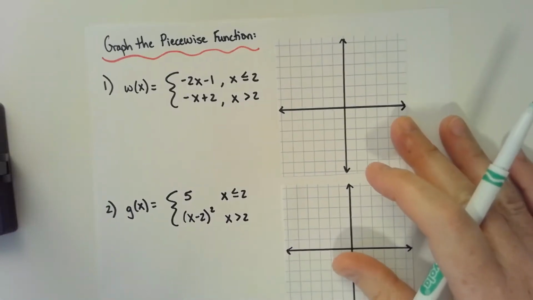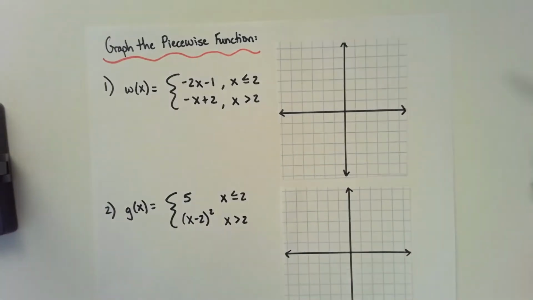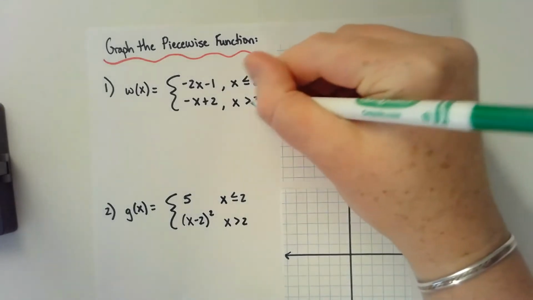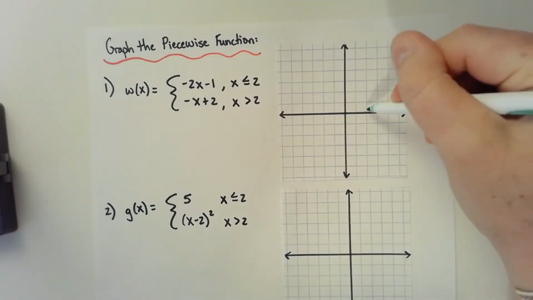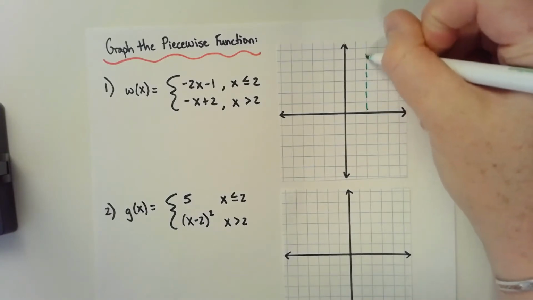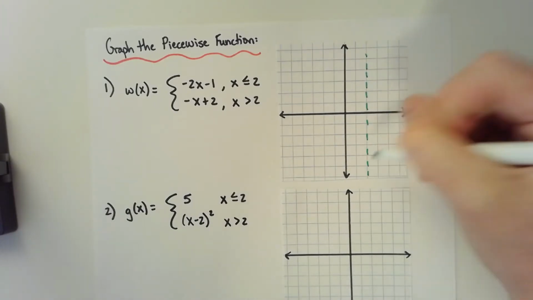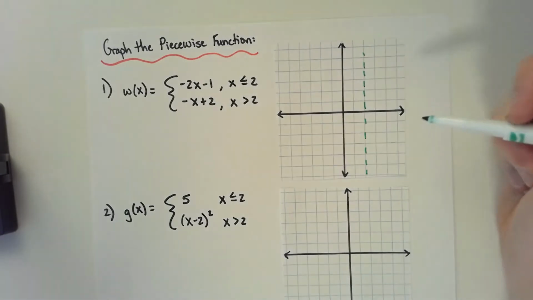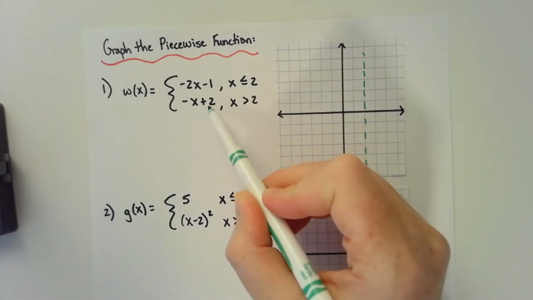In this video, I'm going to graph three piecewise functions. So the first thing to do is pick out our fence. In this case, our fence, we can tell, will just be at 2. So I'm going to draw a dashed line for the fence. And then you put the part of the function that belongs on either side.